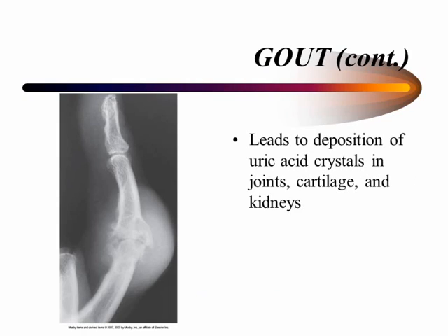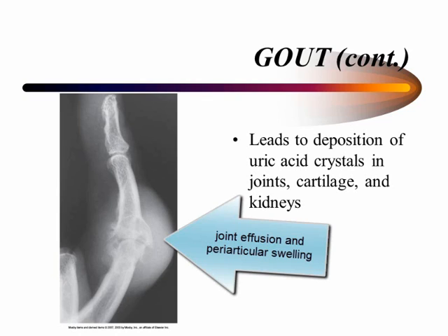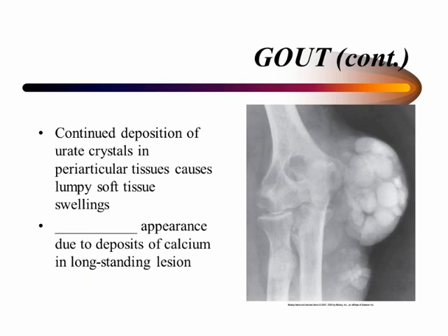Deposition of non-opaque urate crystals in the joint synovial membrane and on the surface of articular cartilage incites an inflammatory reaction that produces the earliest radiographic signs of joint effusion and periarticular swelling. In this image of the lateral projection of the finger, we can see the severe joint effusion and periarticular swelling of the proximal interphalangeal joint of the finger. Note the associated erosion of the articular cartilage.